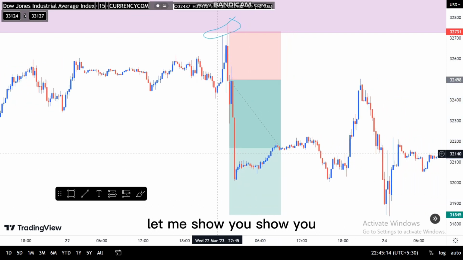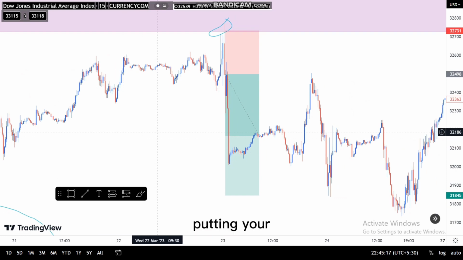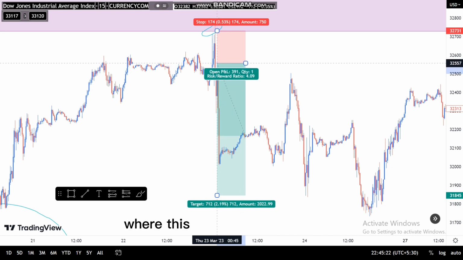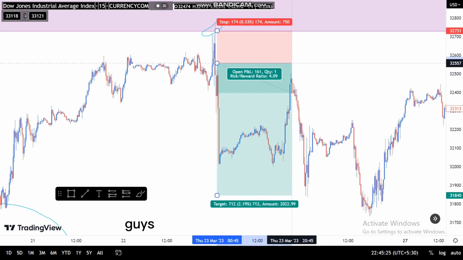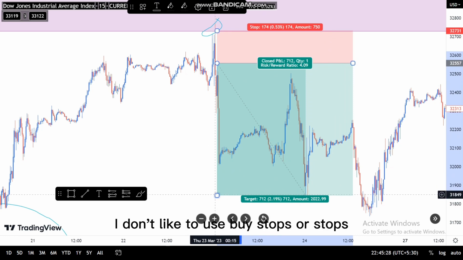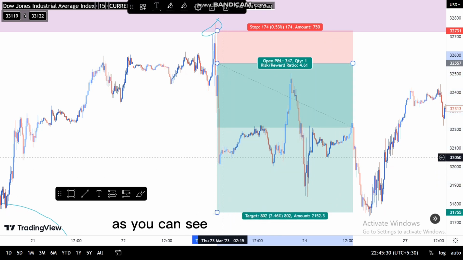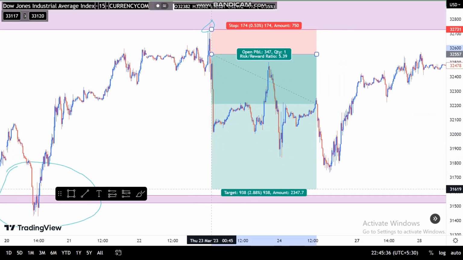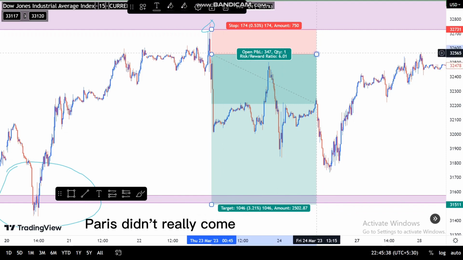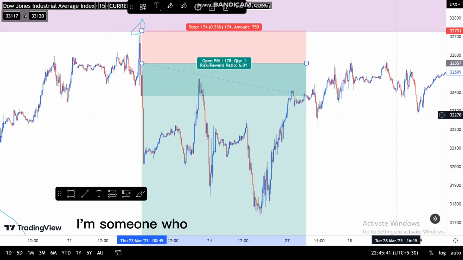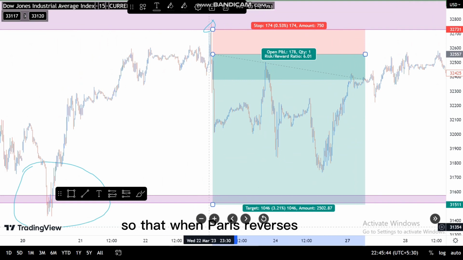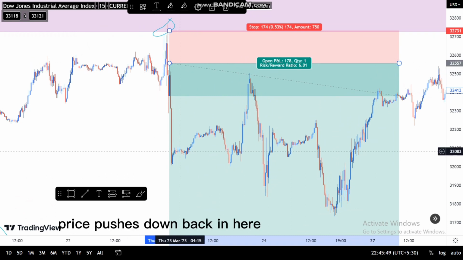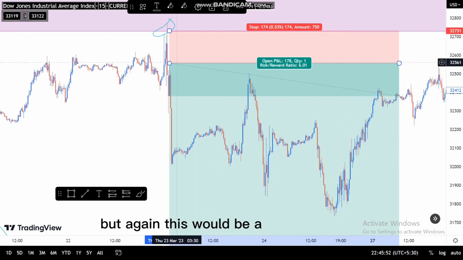Let me show you. Let's zoom out. Put it around here where this candle tries to push in. So guys, whenever I'm taking trades, I don't like to use buy stops or sell stops. I really monitor my trade. So as you can see, putting my take profit at this zone down here, even though price didn't really come and hit my take profit, I'm someone who always closes off partial profit, so that when price reverses on me, I'm not losing out on anything. As you can see, traders, price pushes down back in here with much aggression. But again, this would be a nice sell trade.